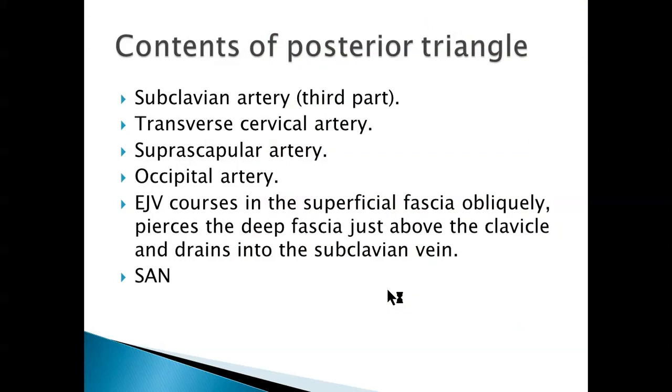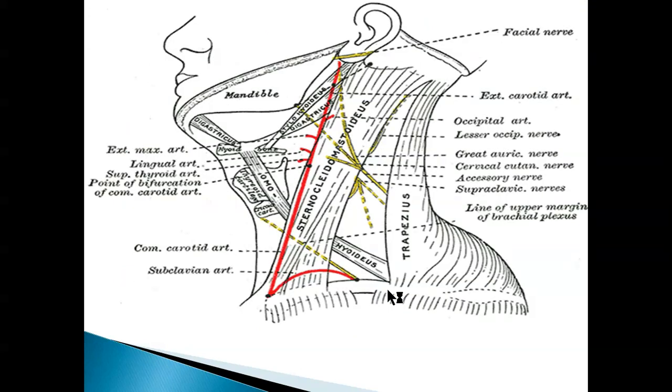Contents of the posterior triangle already mentioned. Here we can see again the same structures: four cutaneous branches over here, and your subclavian artery and subclavian vein. In this are the structures, and the trunks and roots of the brachial plexus present in the supraclavicular triangle.